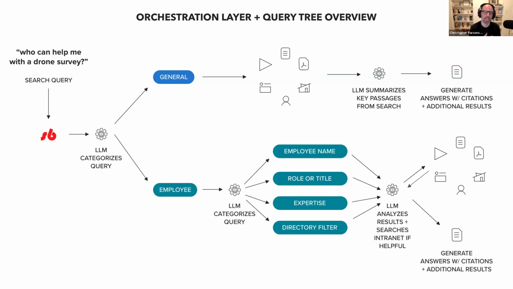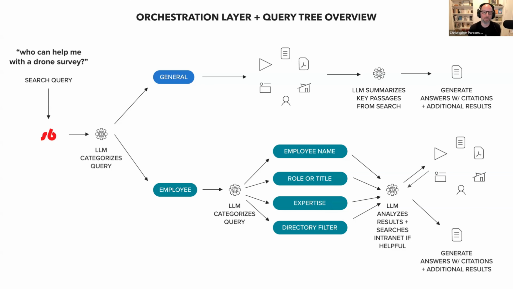A query comes in, say, who can help me with a drone survey? What we do is we send it to AI, right? An LLM, a large language model. And we say, what is this question about? What kind of search is this? Is this a general knowledge search? And if the answer is yes, it follows that top branch on the top of your screen. If the answer is it's more like an employee search, well, then we've categorized it and we follow a separate branch. We call this our query tree.